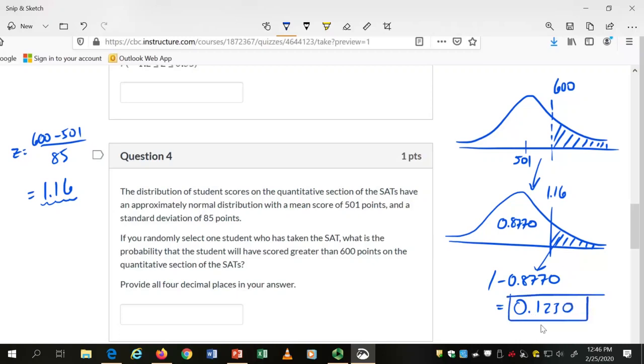When you do 1 minus the probability. Okay. All right. This is on the z-table. Yeah? Any other questions?